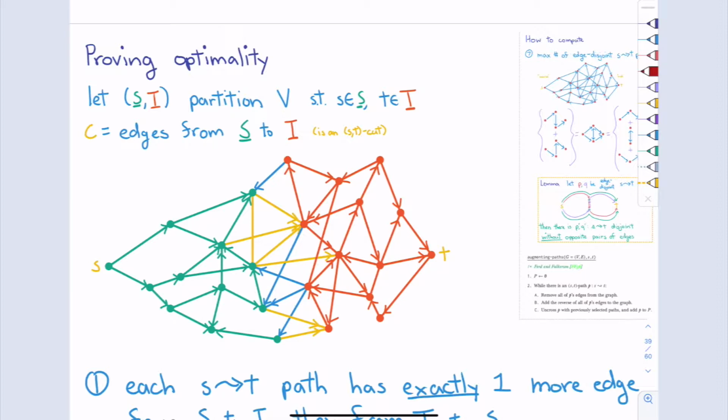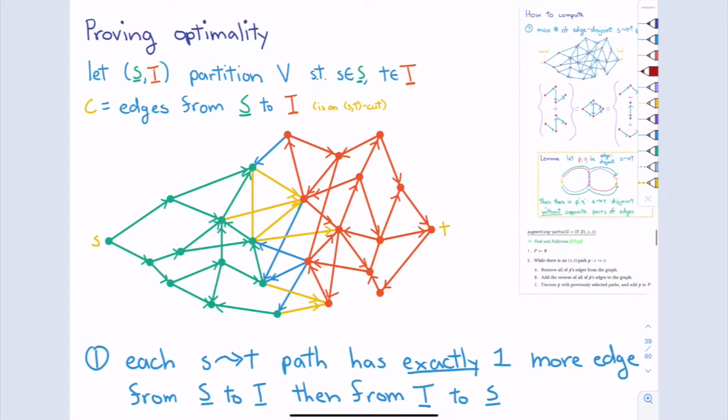Now the edges that go from capital S to capital T must be an ST cut, because it's some set containing the source, all the edges leaving there, to some set containing the sink. So if I deleted all those edges, I can never get out of this set and into the other set. Not necessarily a minimum ST cut or anything like that, just a generic ST cut. So C represents an ST cut. Okay, so we're going to do a counting argument.